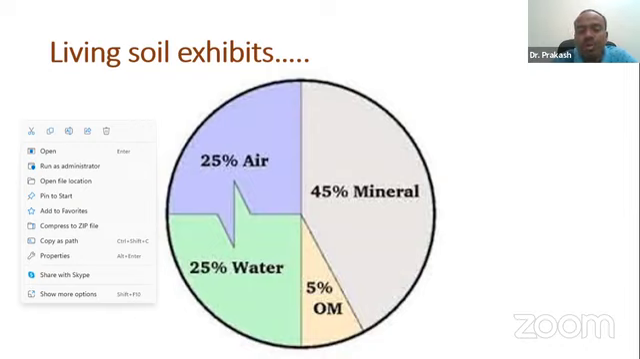So if there is a disturbance in the air, water, and organic matter ratio, good soil cannot exhibit its own potential, that is, to give the best yield to the farmer as well as the crop. So air plays an important role, water plays an important role, organic matter plays an important role, and finally minerals, that is the nutrient condition of the soil.